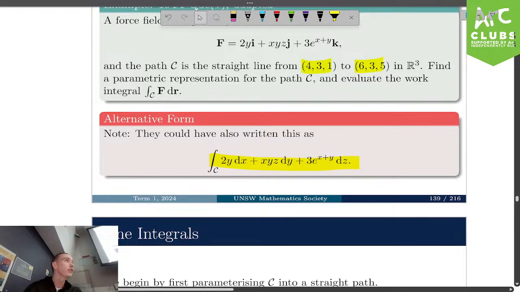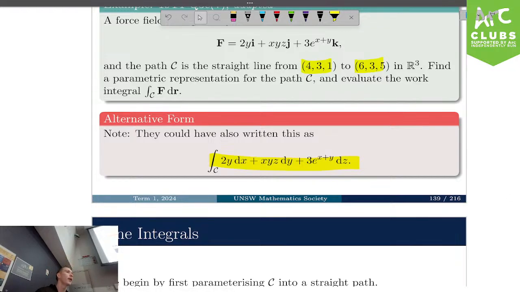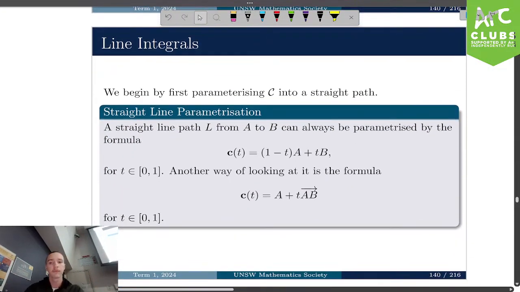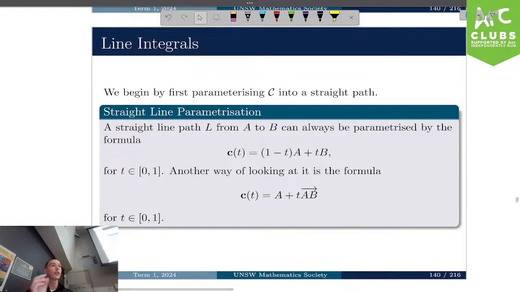Now, the first step is we parameterize the curve. Well, how do we do that? We're talking about all this parameterization, so how do we actually go about doing this? Here we have straight line parameterization. If we have a straight line that goes from point A to point B, we can use this formula to parameterize it, where A is the first point and B is the second point. Alternatively, the formula that I much prefer to use is this one here. I just find it's a lot easier.